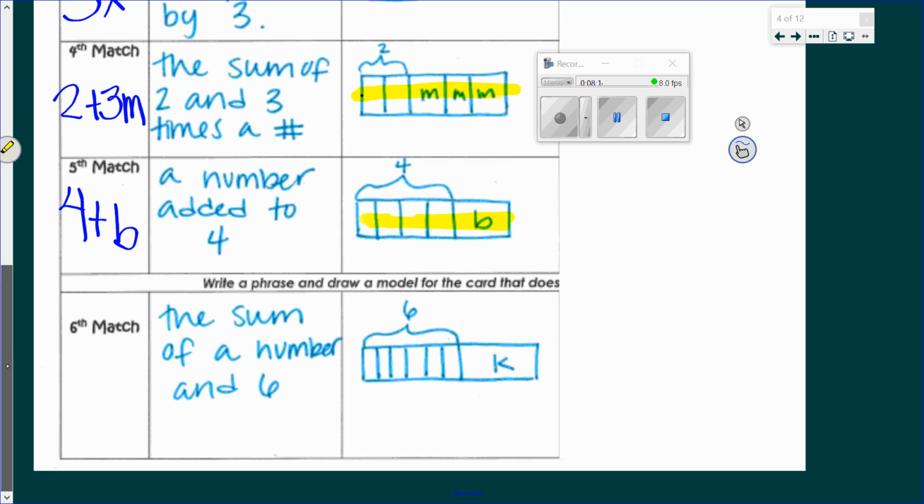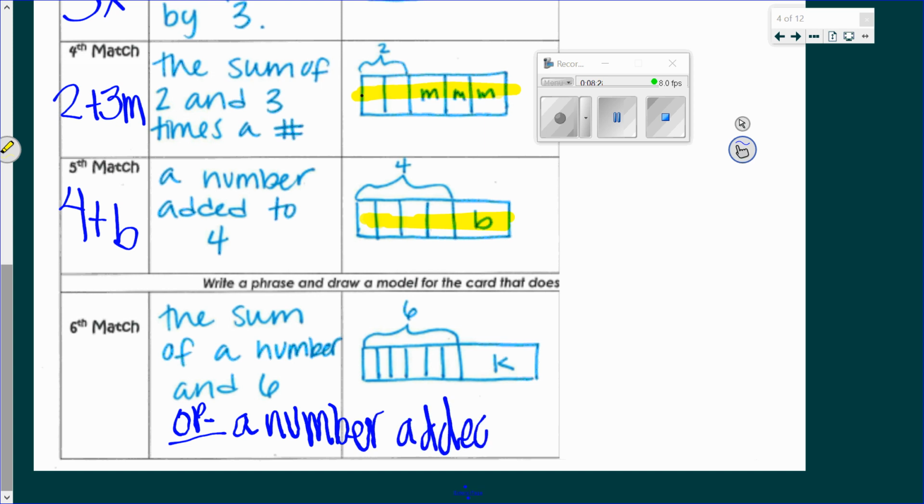Both work out, okay? So you could say the sum of a number and 6, or you could say a number added to 6. So either of those are correct. Oh, I forgot this part right here. So this would be 6 plus K.